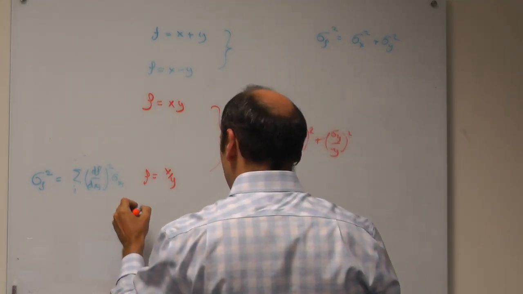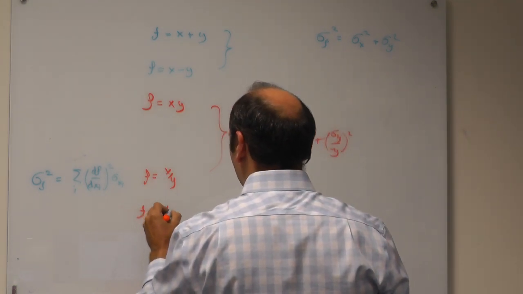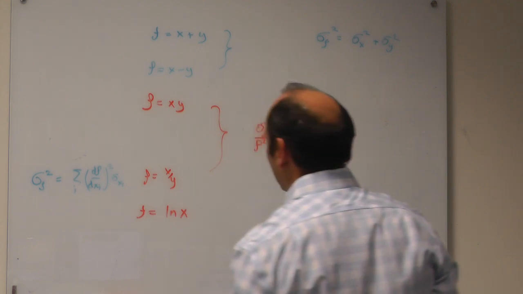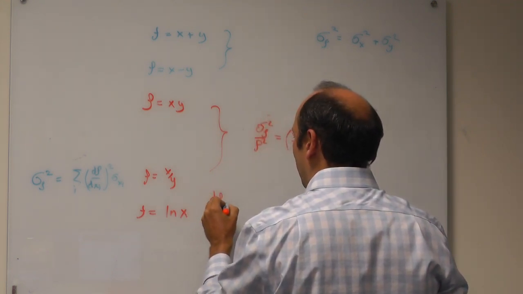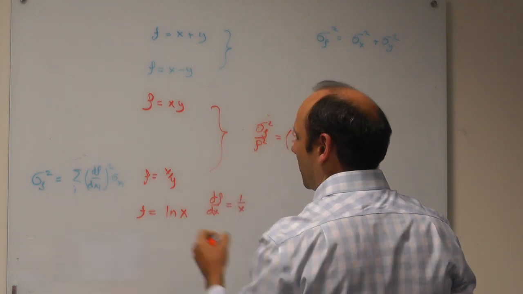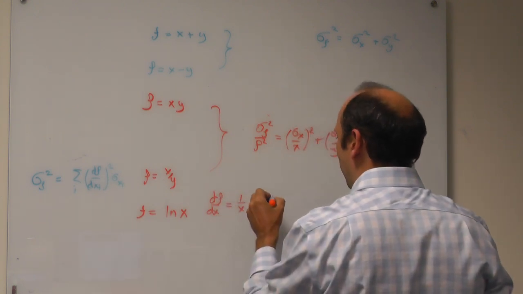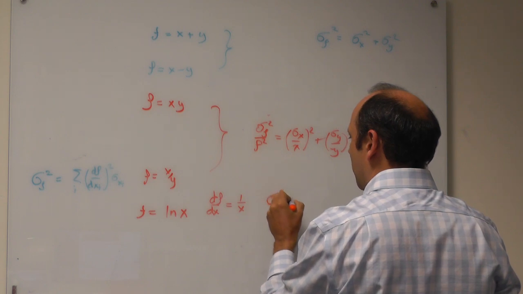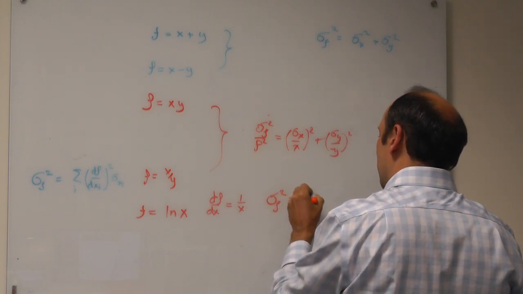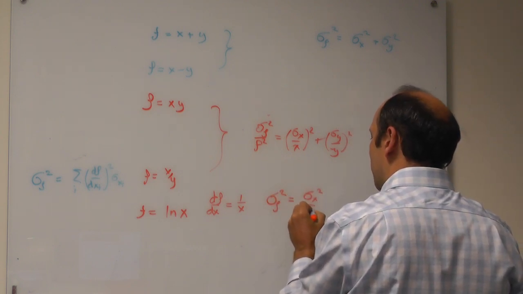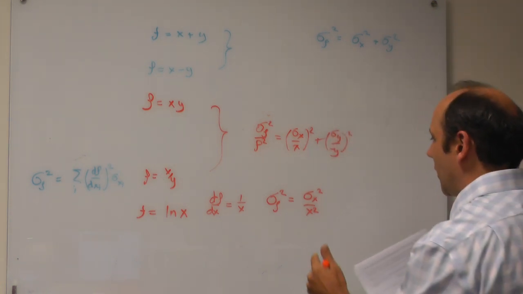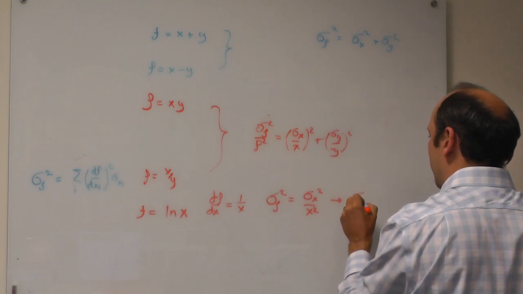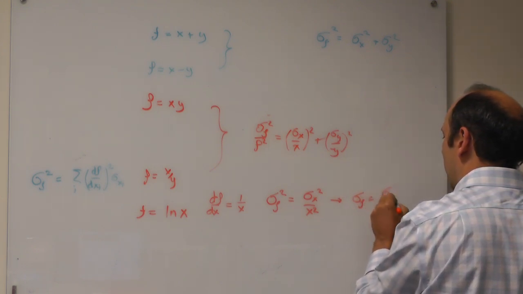Think about another couple of functions. If I have f equal to the natural log of x, df/dx is equal to 1 over x. There's no y, so we can just go straight off. So the uncertainty in f squared is equal to sigma x squared over x squared. Right, so we can actually go through and say sigma f is equal to sigma x over x.